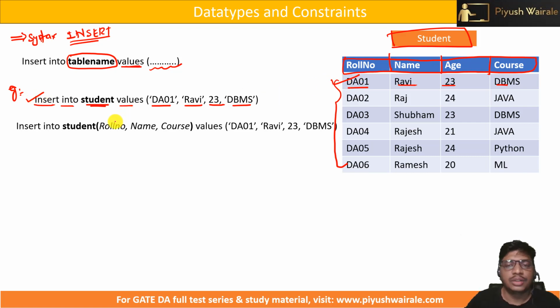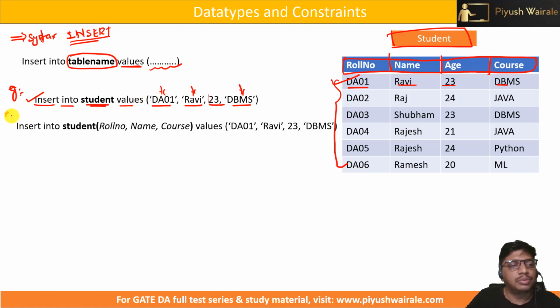Here, if you notice, I have put single quotation marks because these are all varchar data type, and 23 is an integer data type, so I don't need to put 23 in single quotation marks. So this is about insert into student values and these particular values.